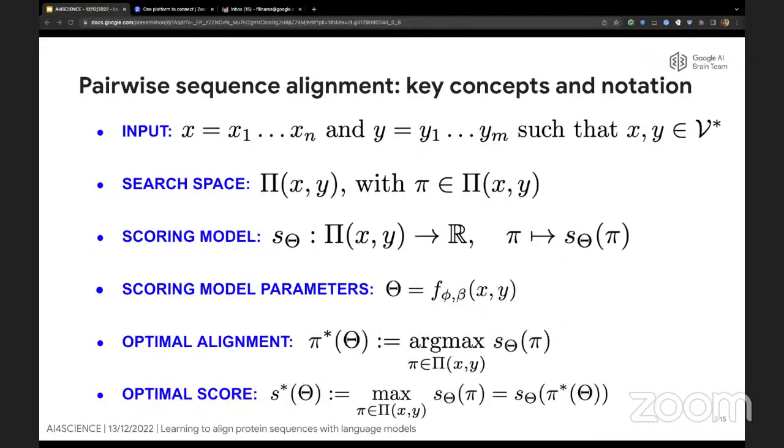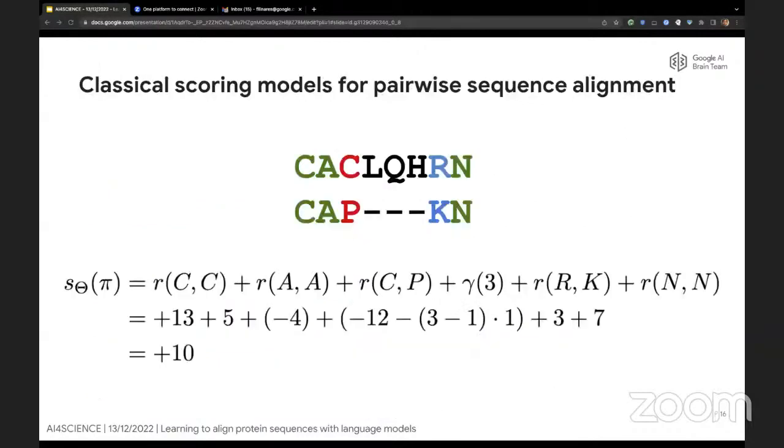Once we have a scoring model, the two things we want to know are, first, what is the optimal alignment, that is, the alignment that has the largest score according to our scoring model. And then the optimal score, the score of this optimal alignment, is also useful because it's what we're going to use if we want to classify whether two sequences are evolutionarily related or not, after some statistical corrections for confounding factors.